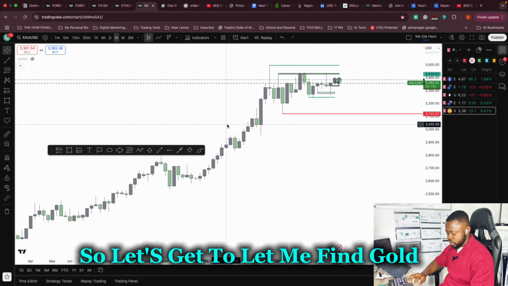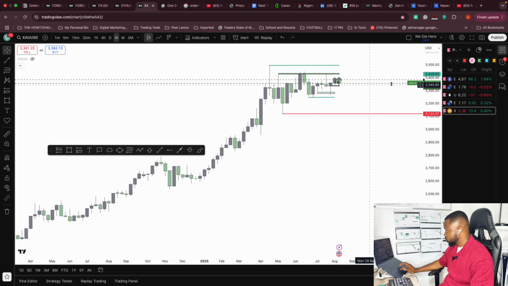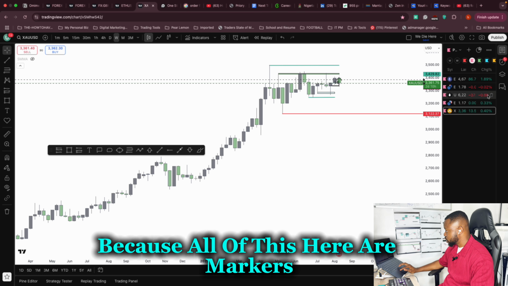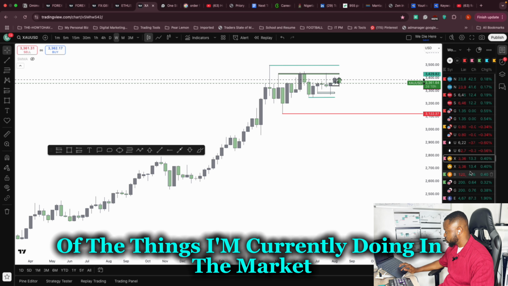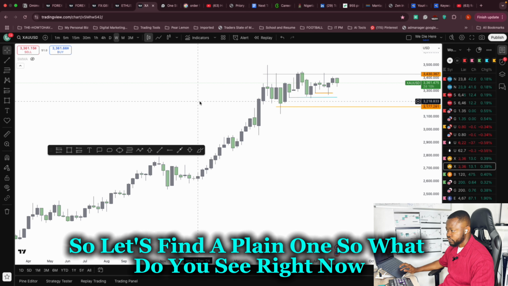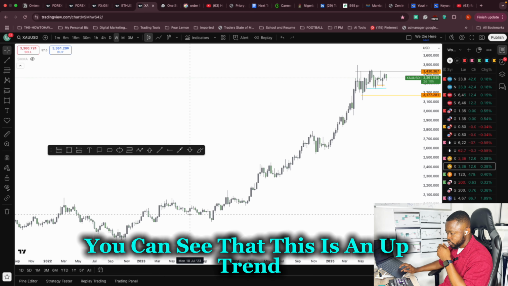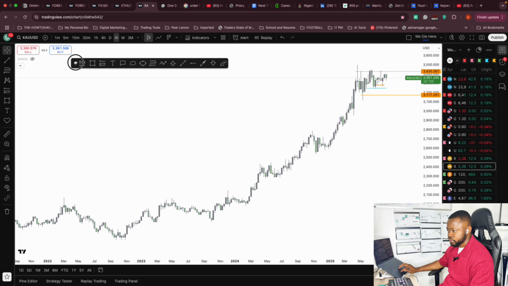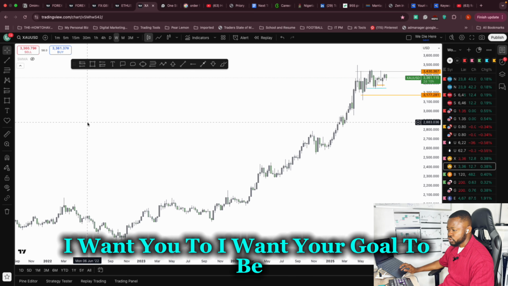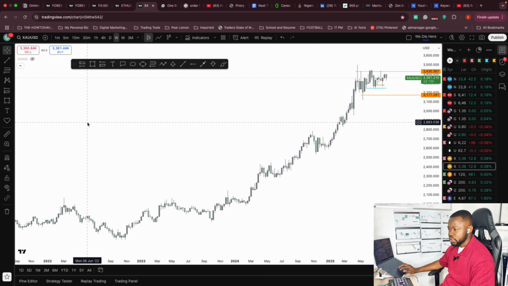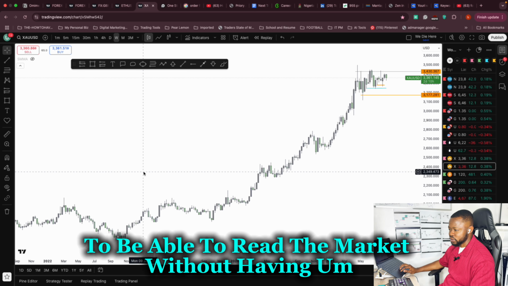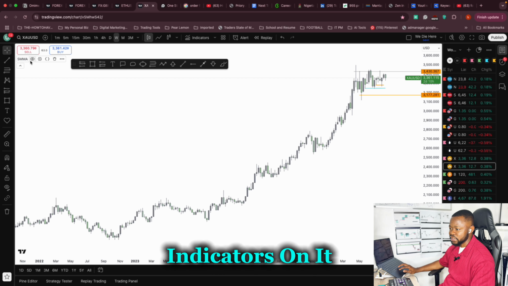So let me find gold now, because all of this here are markers of the things I'm currently doing in the market. So let's find the plain one. What do you see right now? You can see that this is an uptrend. So pure price action, I want your goal to be able to read the market without having indicators on it.